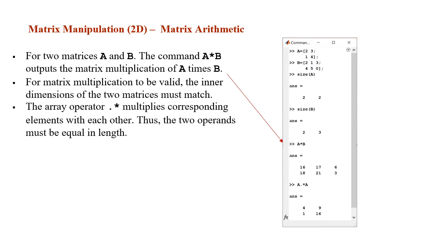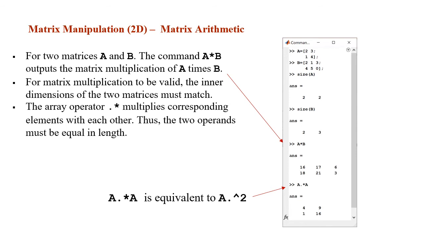However, if we use the array multiplication, which is the element-wise multiplication, by putting a dot prior to the multiplication operator, this will output the result of multiplying each element in A with its corresponding element in B. Here we're using A dot multiplication A as an example.